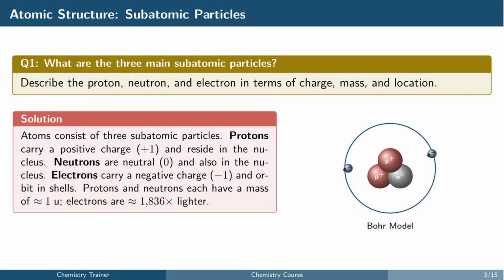Question 1. What are the three main subatomic particles? Atoms consist of three subatomic particles. Protons carry a positive charge and reside in the nucleus. Neutrons are electrically neutral and also found in the nucleus. Electrons carry a negative charge and orbit the nucleus in shells. Protons and neutrons each have a mass of approximately 1 atomic mass unit, while electrons are about 1836 times lighter.